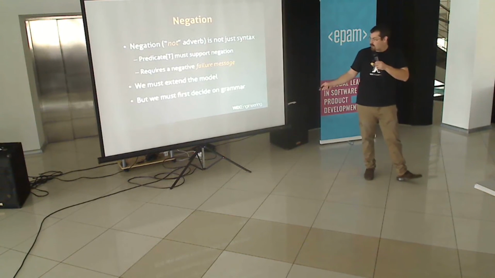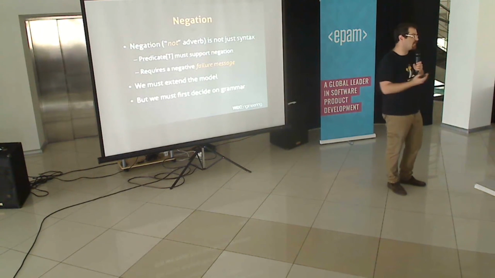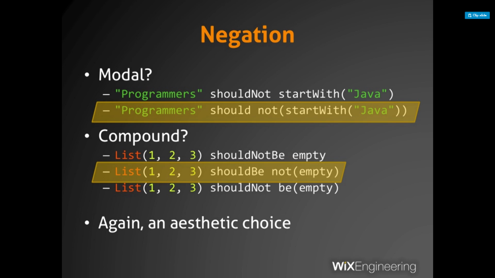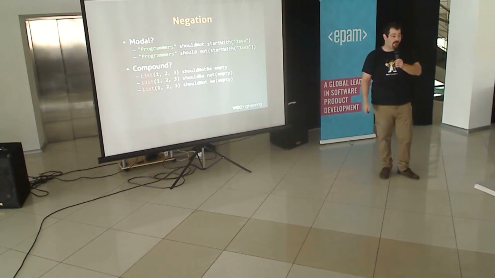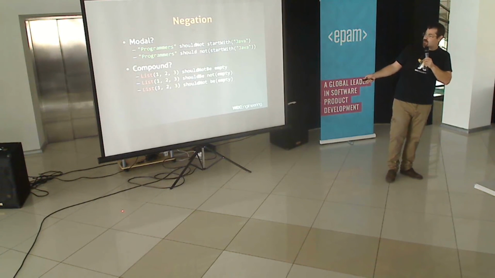We need to extend the model, so the first thing, unfortunately, we need to do is decide what is the grammar, right? What is this going to look like from a user language perspective? We have two categories, and we have a number of options, right? We could go with the modal type of verbs. We can go with programmers should not start with Java. Or we could go with programmers should not wrapping start with Java, right? We have these two options we need to pick. For compound, we can have list 1 to 3 should not be empty, or list 1 to 3 should be not empty.